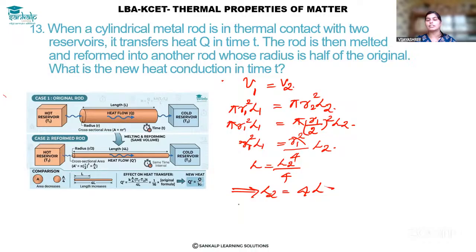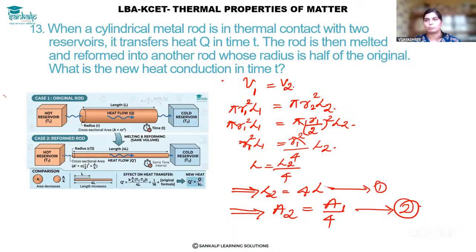Okay, so when the length becomes 4 times, the cross-section area is reduced by 4, which implies the new area A2 is reduced by 4 times the original area. A2 is equal to A1 by 4, right. A2 is equal to A1 by 4. This is equation 1. This is equation number 2.